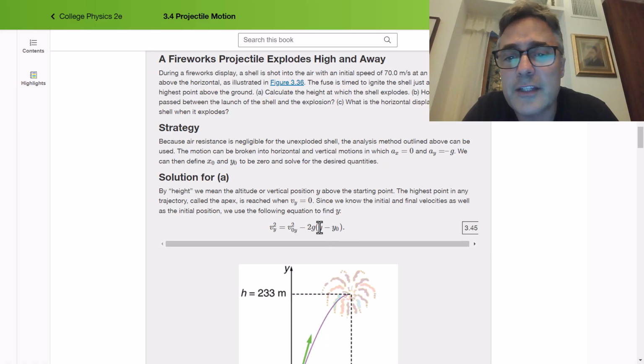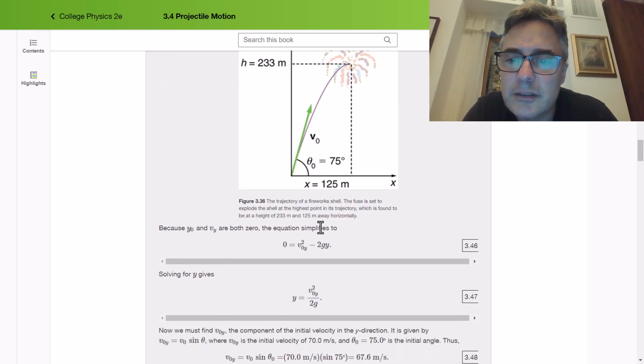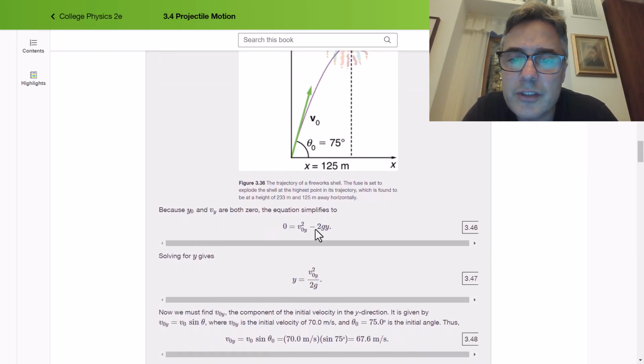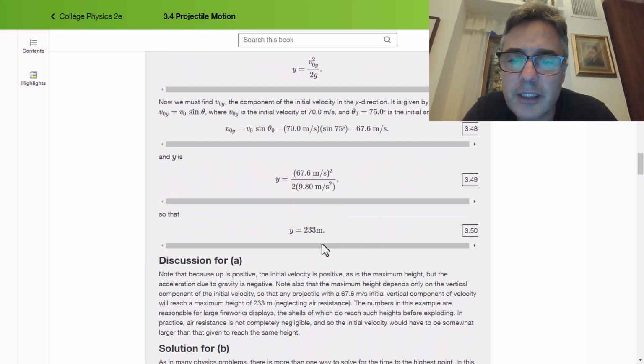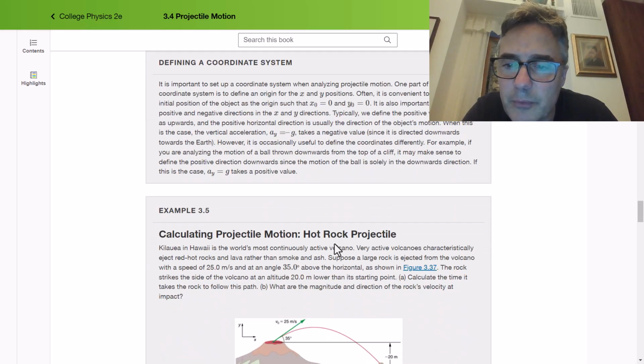You're trying to find the height, so you find the final y. By setting that to be 0, you get something like this, 233 meters. So I definitely worked through that.